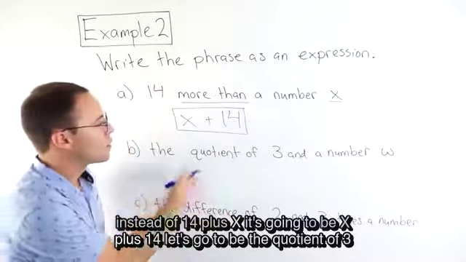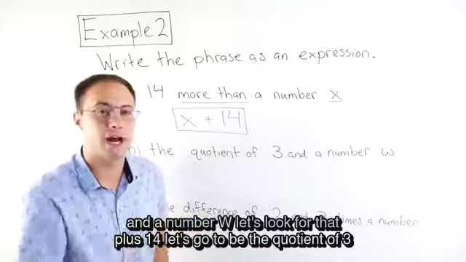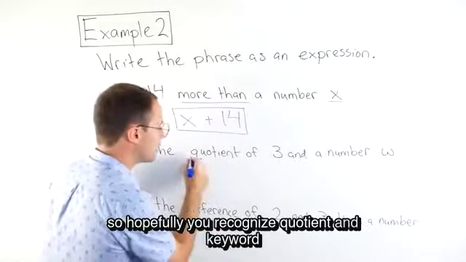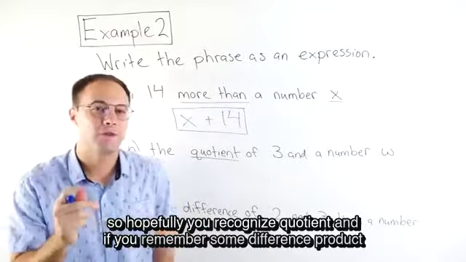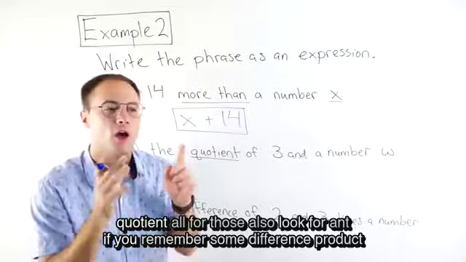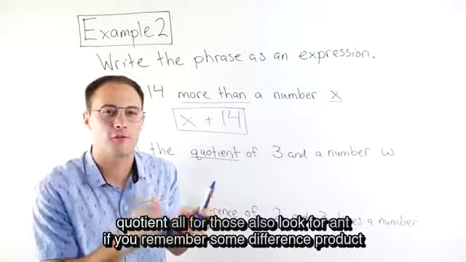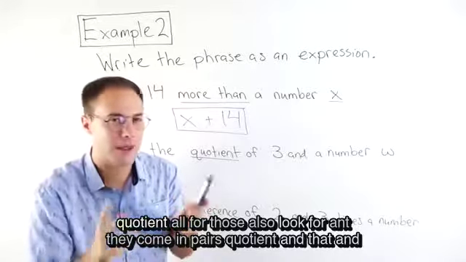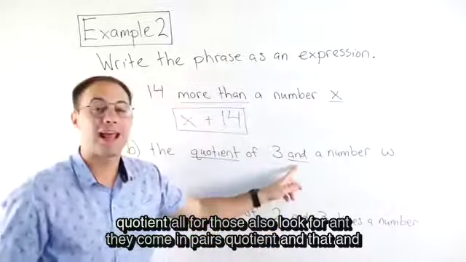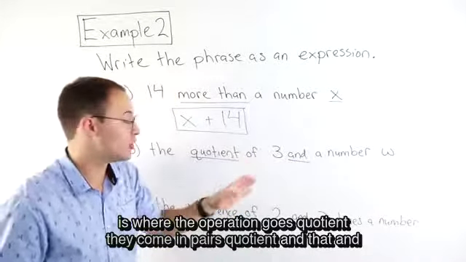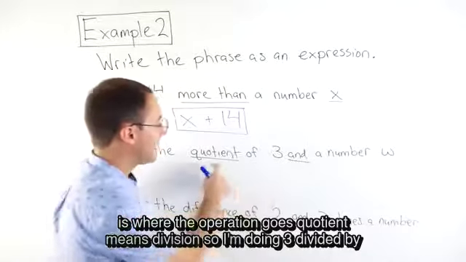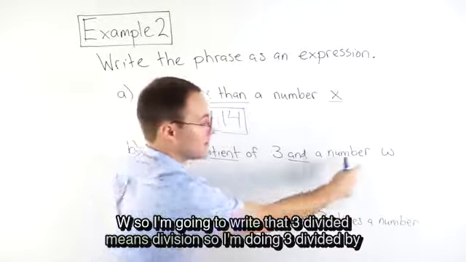Let's go to B. The quotient of 3 and a number w. Let's look for that key word. So hopefully you recognize quotient. And if you remember, sum, difference, product, quotient, all 4 of those also look for and. They come in pairs. Quotient and. That and is where the operation goes. Quotient means division. So I'm doing 3 divided by w.